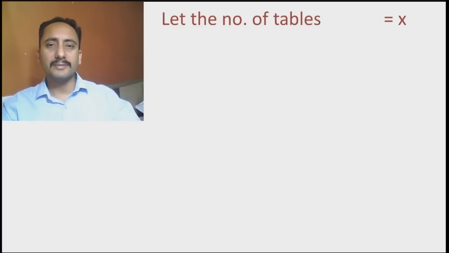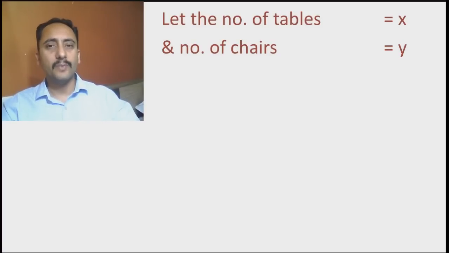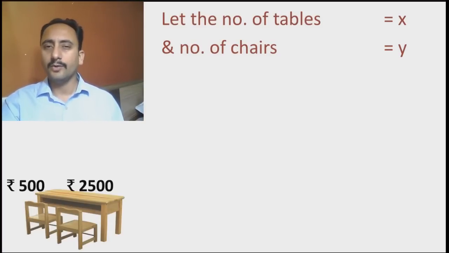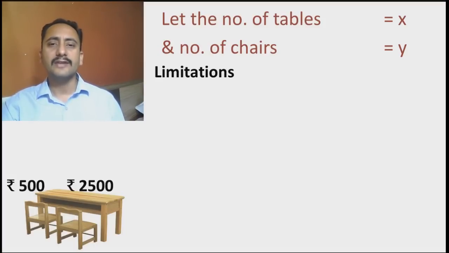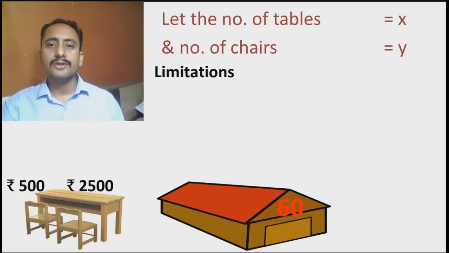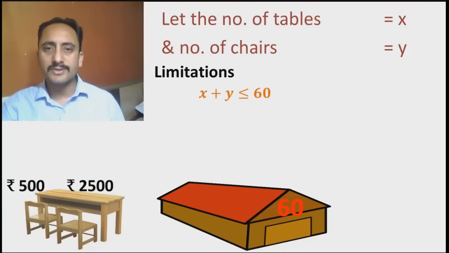Let the number of tables be x and the number of chairs be y. We know that the cost of each table is rupees 2,500 and each chair is rupees 500. And we know that he has certain limitations. The first limitation is that he cannot store more than 60 pieces, which means the value of x plus y cannot exceed 60, hence x plus y will be less than or equal to 60.